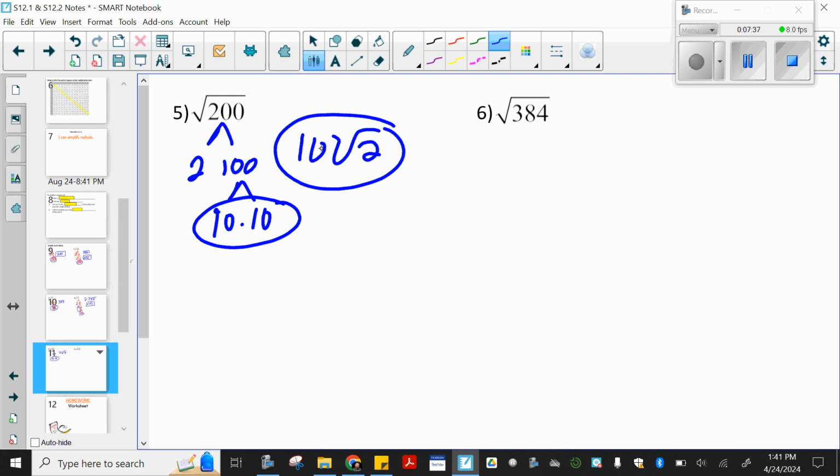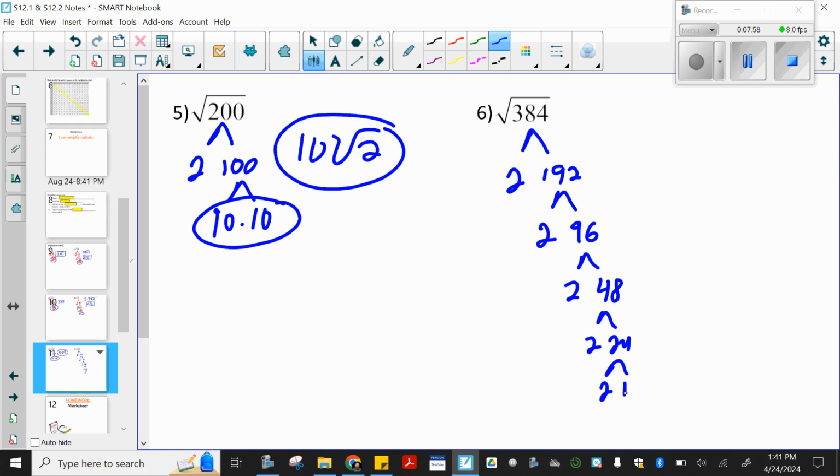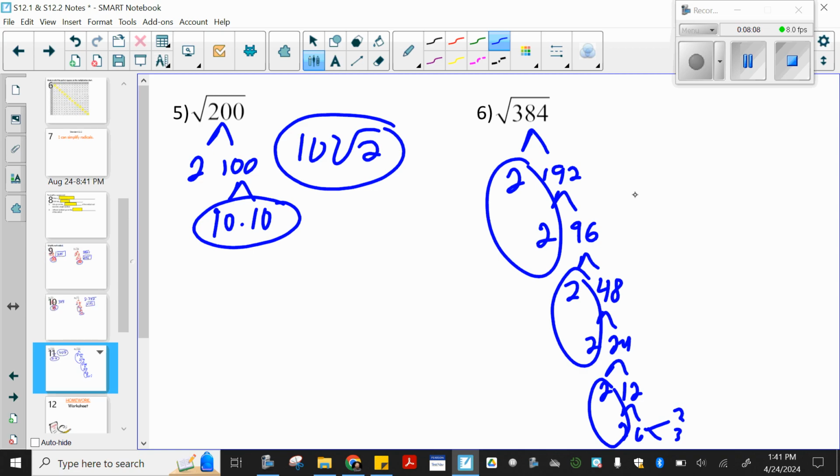There's our answer. 384. 2 times 192. 2 times 96. 2 times 48. 2 times 24. 2 times 12. 2 times 6. 2 times 3. So we got 1, 2, 3. So there's 8 times the square root of 6.